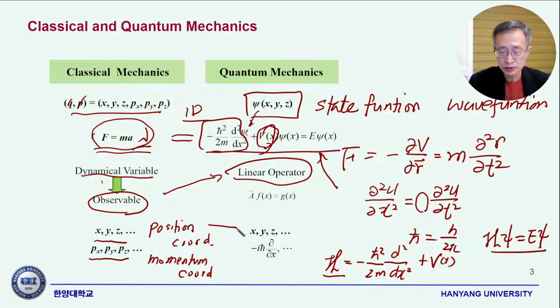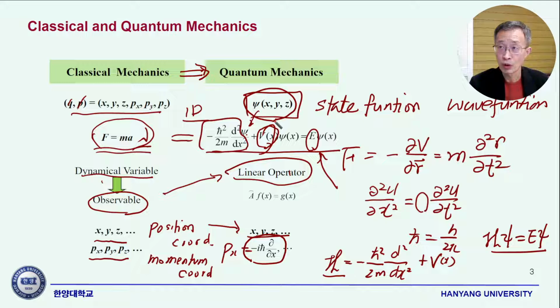So positions x, y, z stay the same, but each momentum operator is replaced by a differential operator. So p_x is minus i h-bar ∂/∂x. p_y is minus i h-bar ∂/∂y, like that. Okay, so this is basically a mapping of classical mechanics to quantum mechanics. By doing so, what we get is the energy and wave function of molecules and atoms.